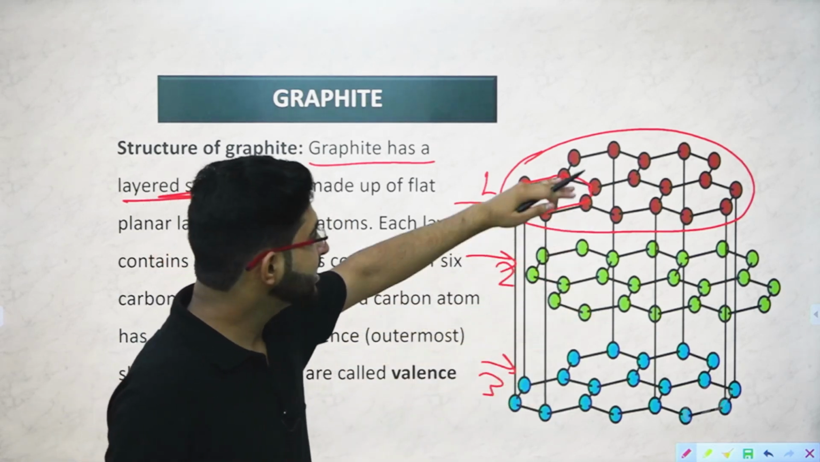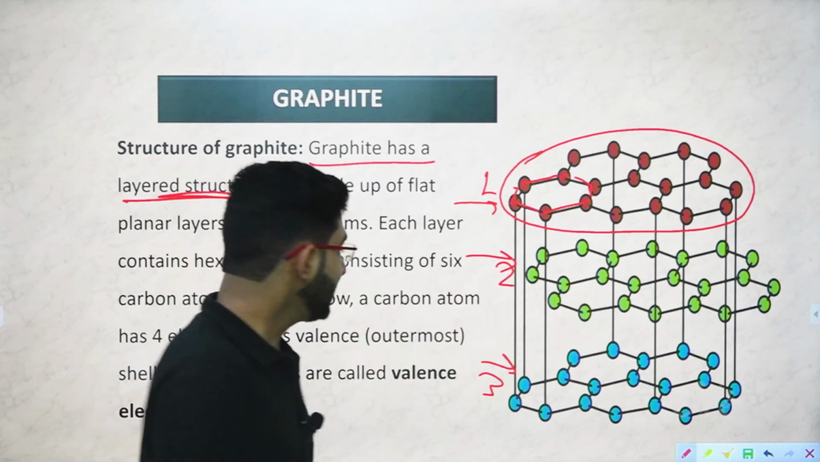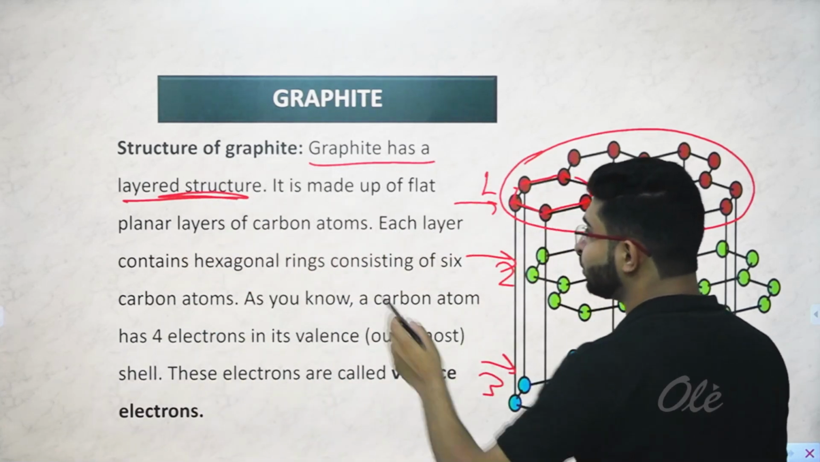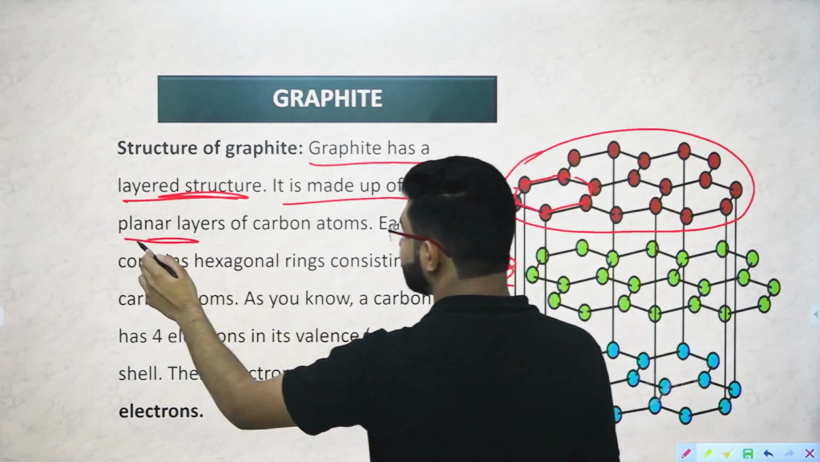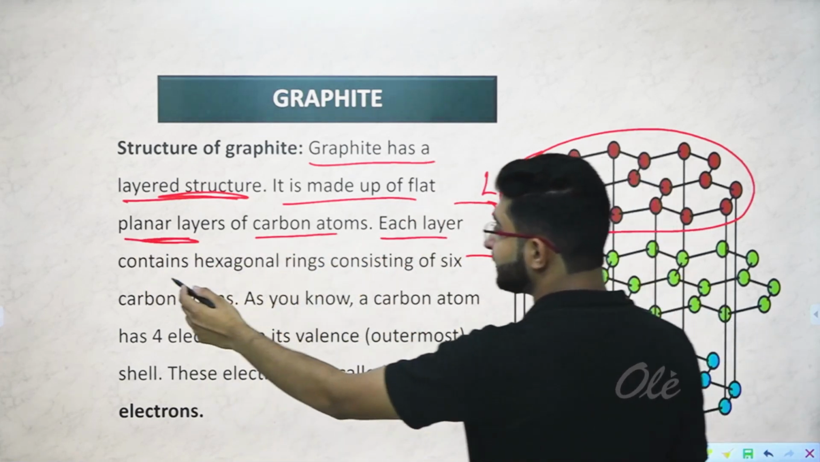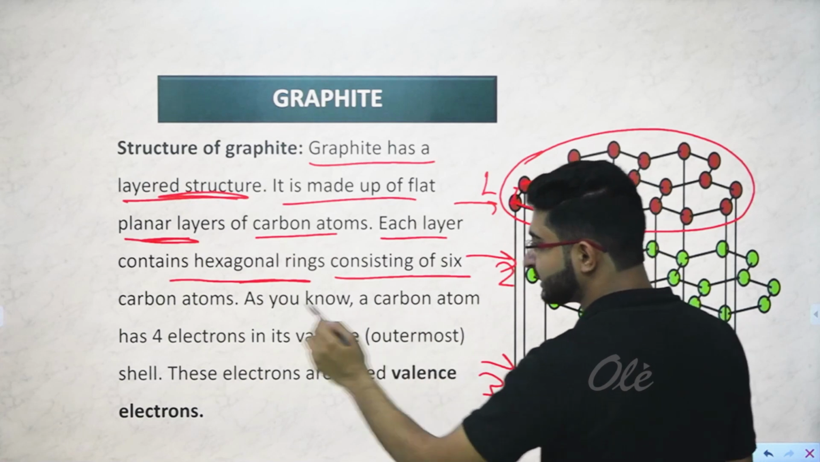That's why they can be shifted on each other. Okay, moving ahead, you can see it is written here also. It is made up of flat planar layers of carbon atoms. Each layer contains hexagonal rings consisting of 6 carbon atoms.